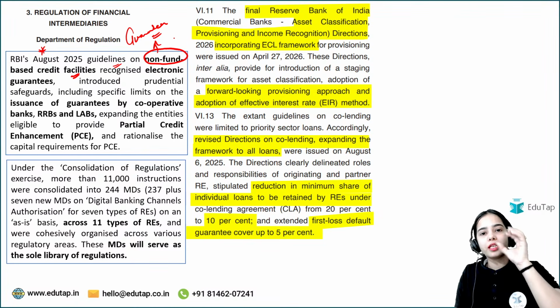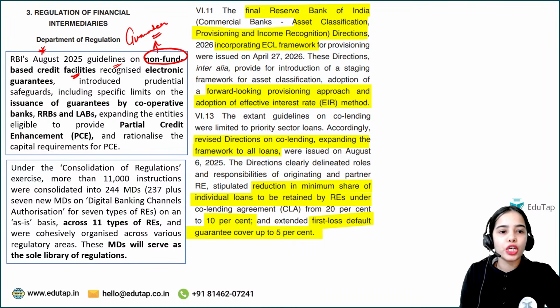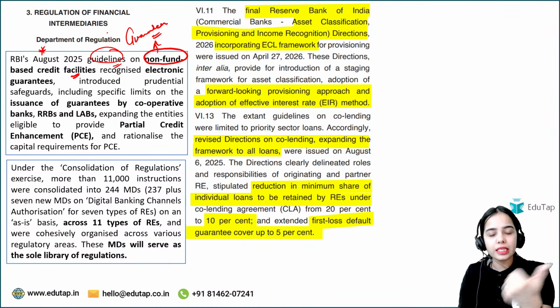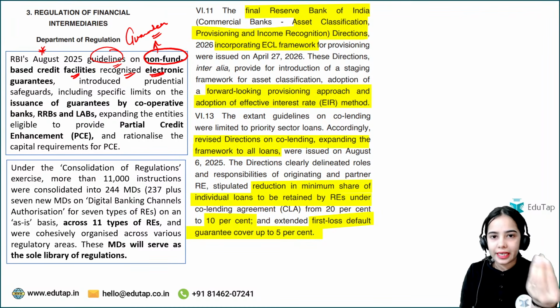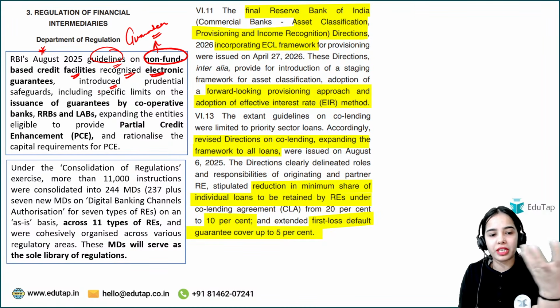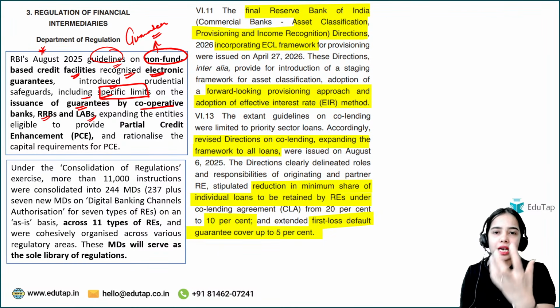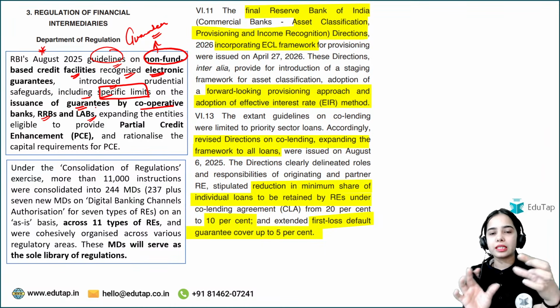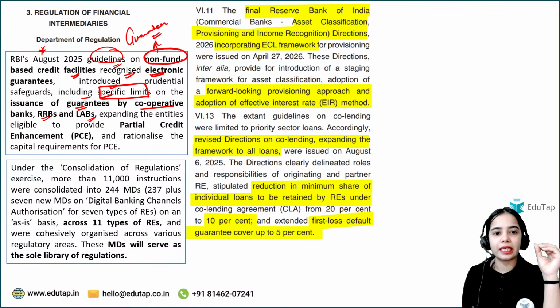The bank is giving guarantee, the bank is giving the partial credit enhancement and such. So basically, these were the guidelines for the non-fund based credit facilities, like the guarantees. The guidelines were released. They recognized the electronic guarantees, introduced prudential safeguards while providing the non-fund based credit facilities, including specific limits on the issuance of guarantees by cooperative banks, regional rural banks, and local area banks. For the cooperative banks, RRBs and LABs, there were limits that were specified for the guarantees.